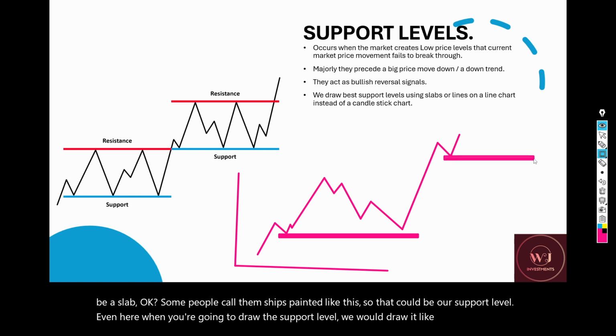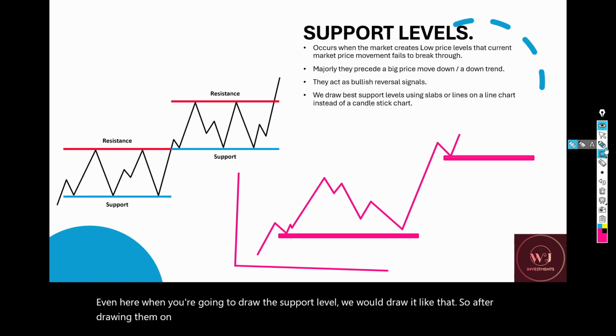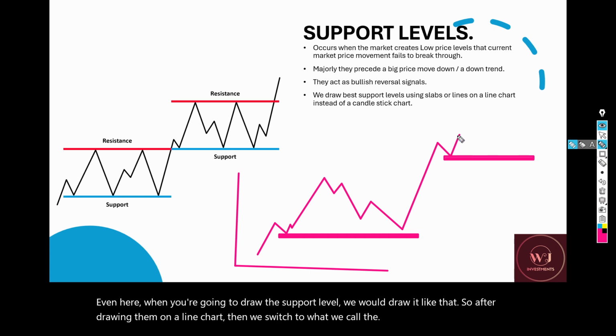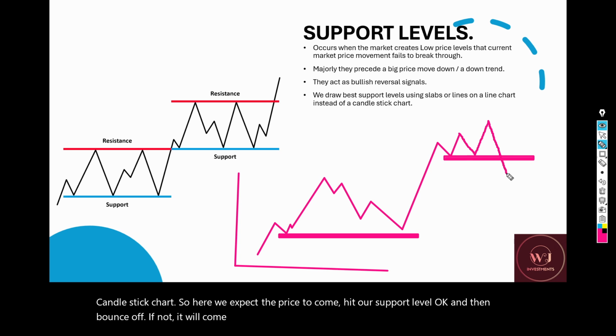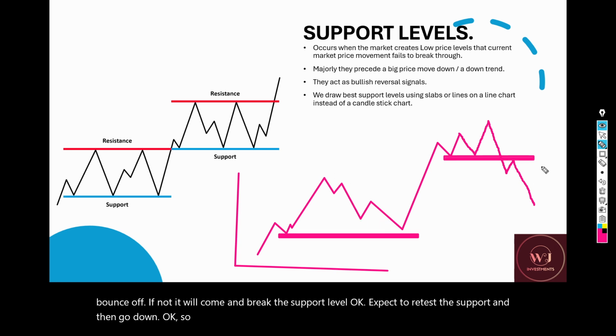So after drawing them on a line chart, then we switch to what we call the candlestick chart. So here we expect the price to come, hit our support level, okay, and then bounce off. If not, it will come and break the support level, okay. Expect to retest the support and then go down, okay. So that is what we call drawing the support levels using slabs or lines.